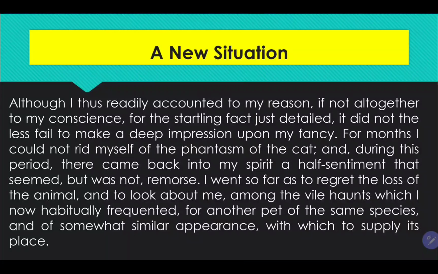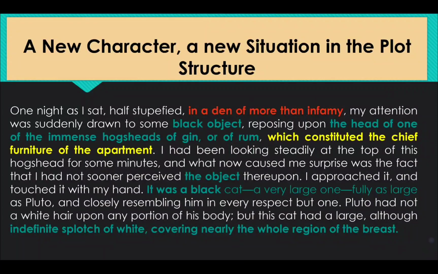After this rational explanation on the part of the narrator, we find a new situation. For months the narrator couldn't forget about the black cat, and he couldn't shake the feeling of remorse at the same time. And he wants another cat similar to Pluto, when he said, "Although I thus readily accounted to my reason, if not altogether to my conscience, for the startling fact just detailed, it did not the less fail to make a deep impression upon my fancy. For months I could not rid myself of the phantasm of the cat." So he wants another cat.